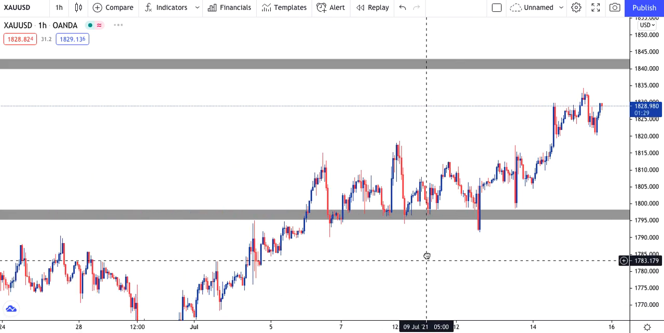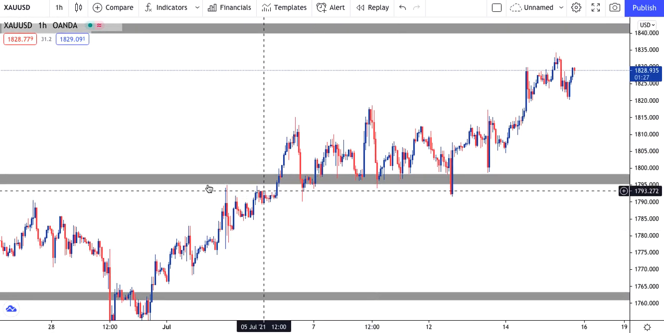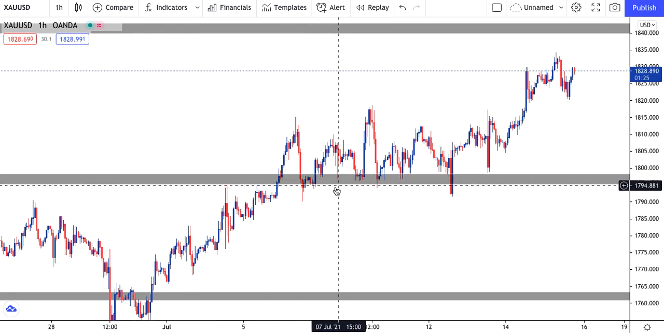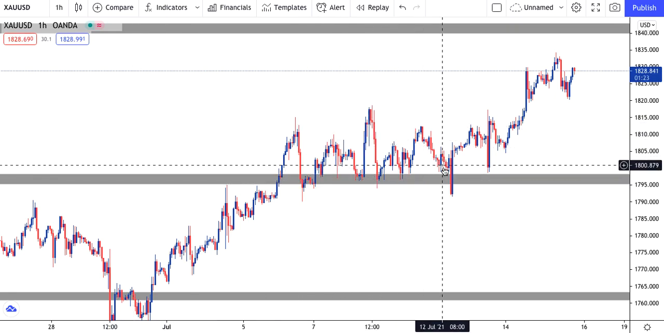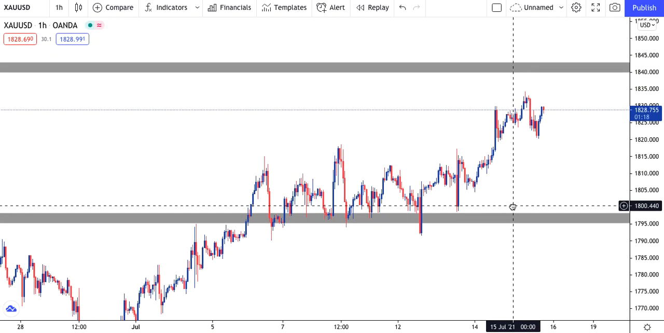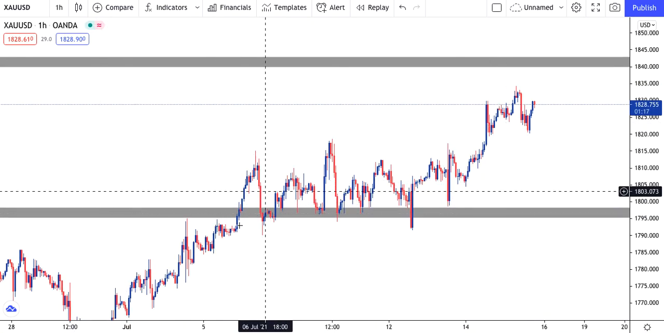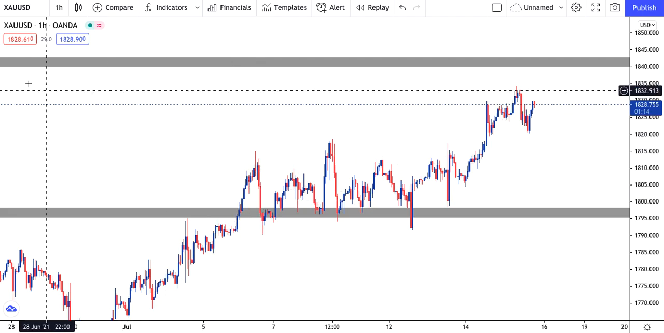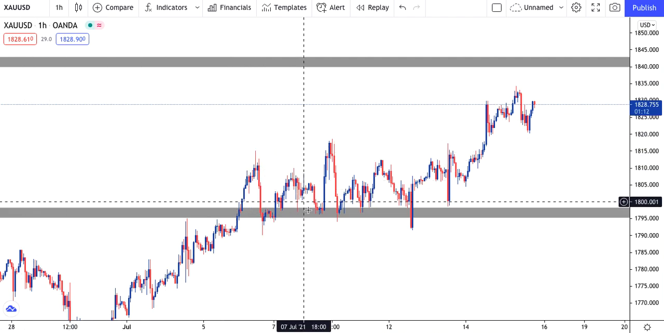So we've established this area as an area of resistance in the past, which was broken and was retested, and now the area is being used as a support area. So now, the moment this area got broken, I'll be looking to go long on this pair.